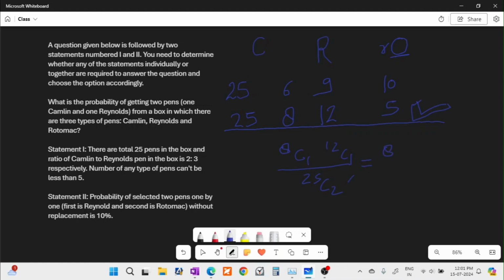It comes out to be 8, 12, 25 into 24, and 25 will divide it. It will come out to be 3.2. 3.2 will be the probability of getting one Camlin and one Reynolds.